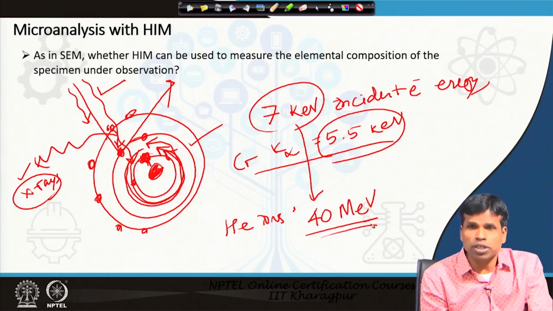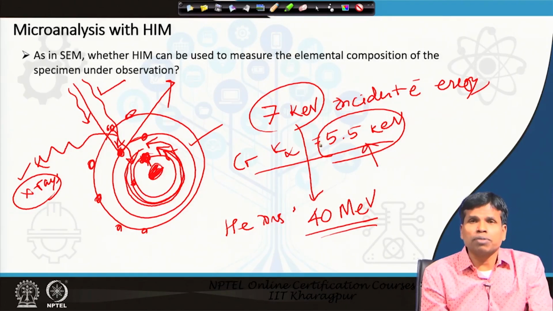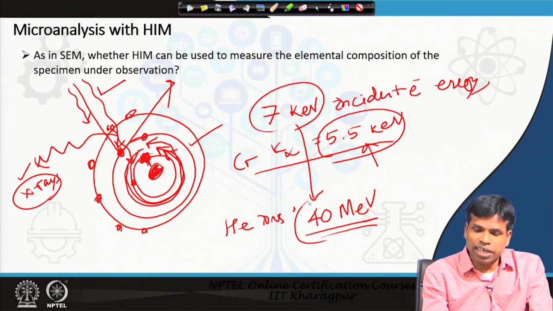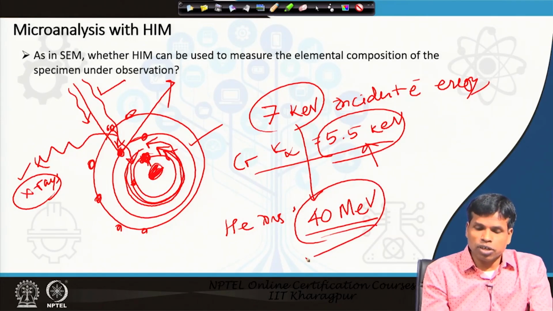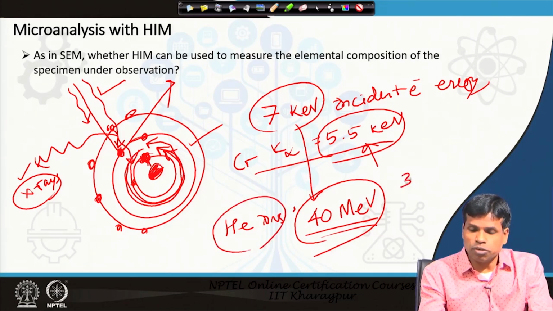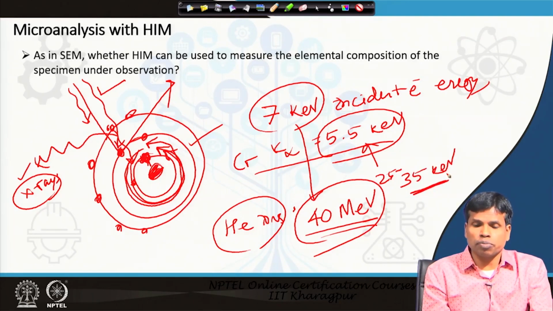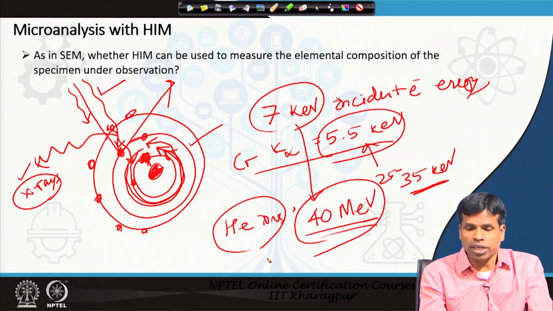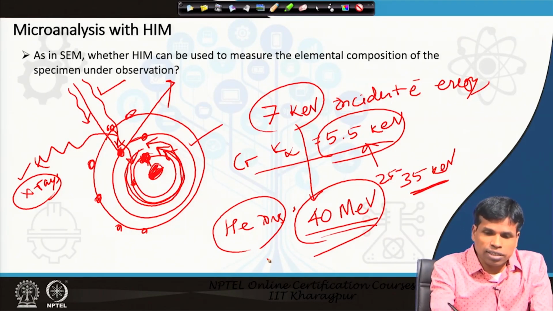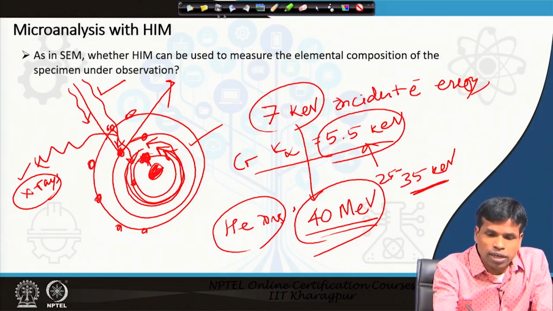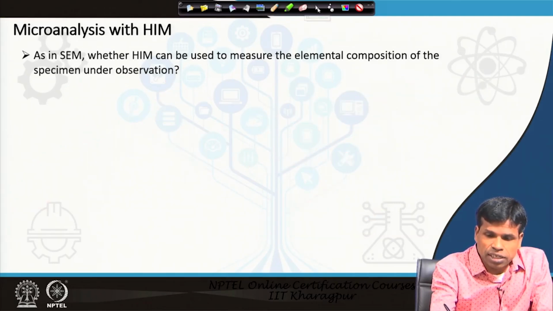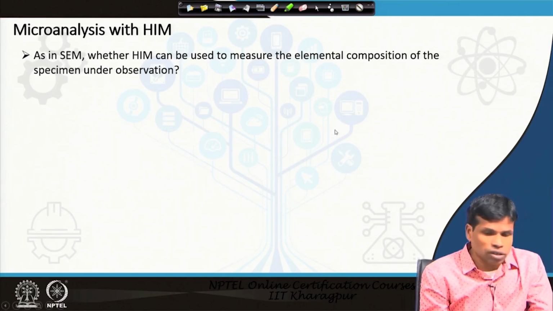You see, there is such a huge energy we need to create X-rays from chromium K alpha, 5.5 keV. Therefore, practically it is not feasible, because our helium ion microscope operates in the range of 25 to 35 keV. With that energy range, unless we go to the very extreme, we cannot do it. So it is not a possible way to measure the X-rays from the specimen to measure the composition. We need some other ways.